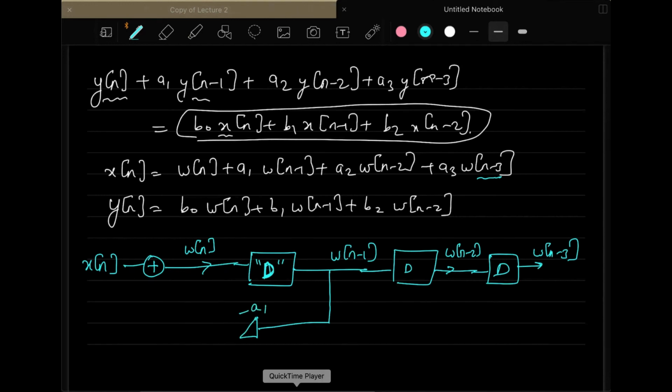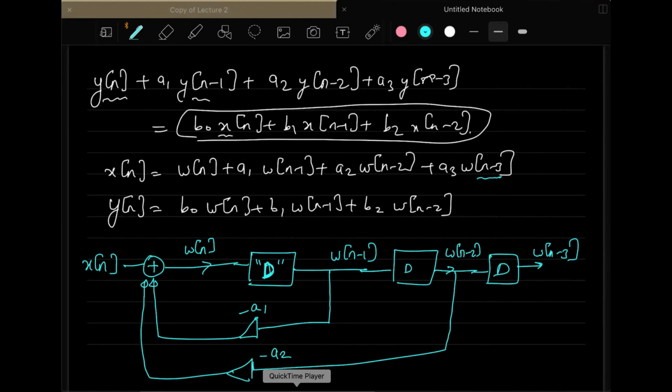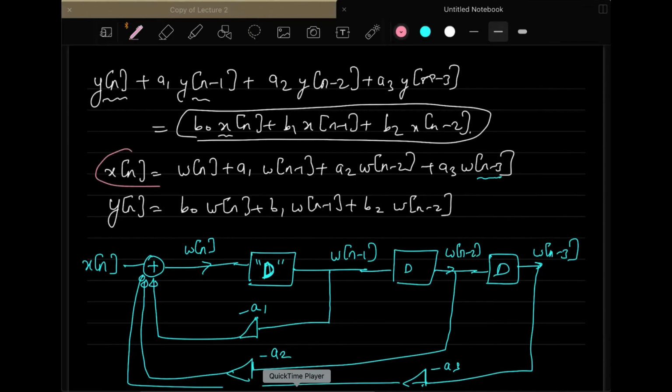multiply with the coefficient minus a1 and add it here. You can tap this line, multiply it with coefficient minus a2 and join here. And same for w[n minus 3], you can take this, multiply it with minus a3 and join it here. So this particular block is actually representing this expression which is over here.